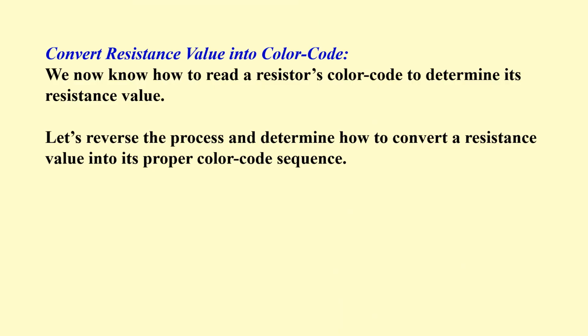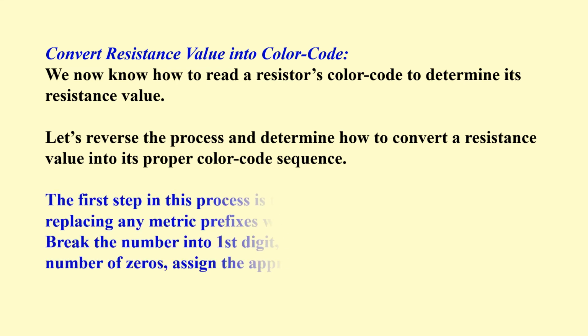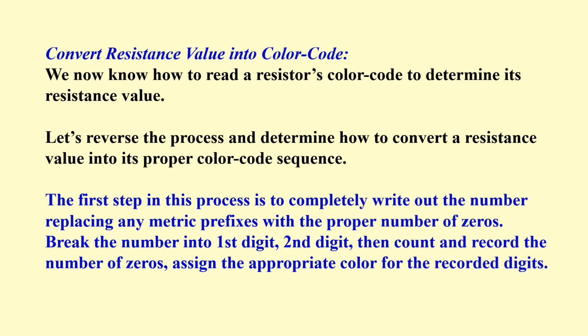Let us convert resistance value into color code. We now know how to read a resistor's color code to determine its resistance value. Let us reverse the process and determine how to convert a resistance value into its proper color code sequence. The first step in this process is to completely write out the number, replacing any metric prefixes with the proper number of zeros. Break the number into first digit, second digit, then count and record the number of zeros. Assign the appropriate color for the recorded digits.